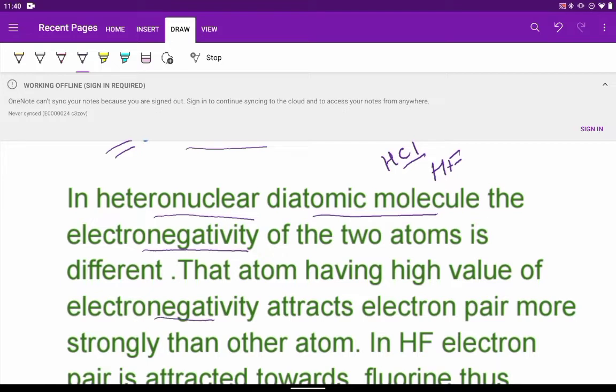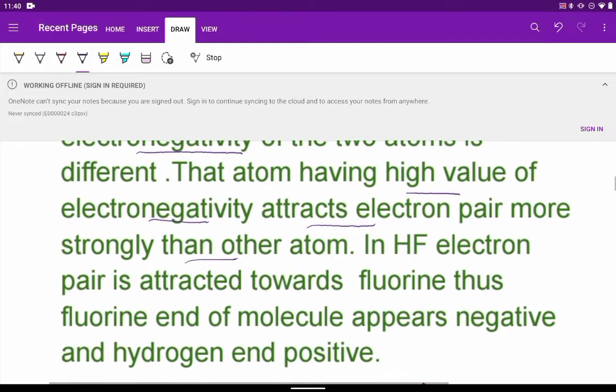As in case of hydrogen fluoride we can see, fluorine is more electronegative than hydrogen. So the shared electron pair between hydrogen and fluorine will shift towards the fluorine side. Okay, so this leads to the development of the polarity. So the atom which has a high value of electronegativity will be attracting the electron pair strongly compared to the other atom. So here compared to hydrogen, fluorine will be attracting the electron pair towards itself.